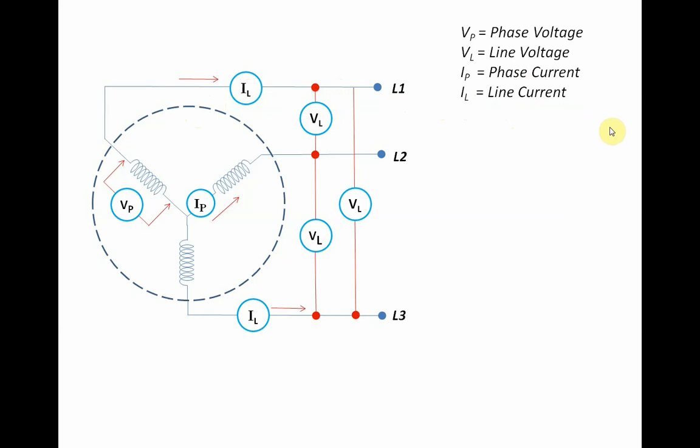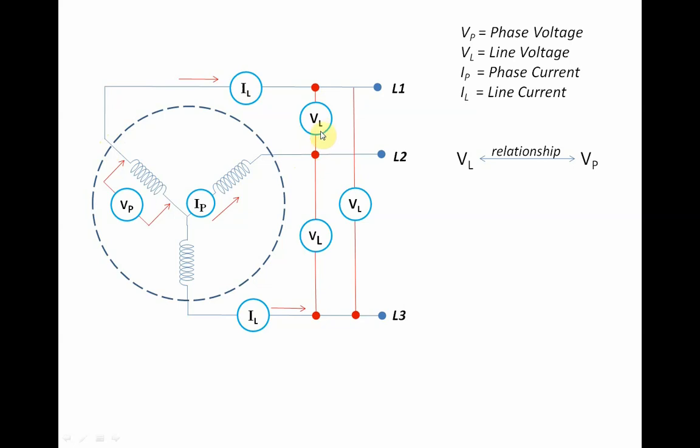Now, to understand the relationship between phase voltage and line voltage, we need to examine where the line voltage is connected with respect to the phase voltage. So what is the relationship between the line voltage and the phase voltage? Here, for example, we take into consideration line 1 and line 2. We measure the line voltage across line 1 and line 2, but looking inside the generator, we connect the line voltage to this node here and to this node here.